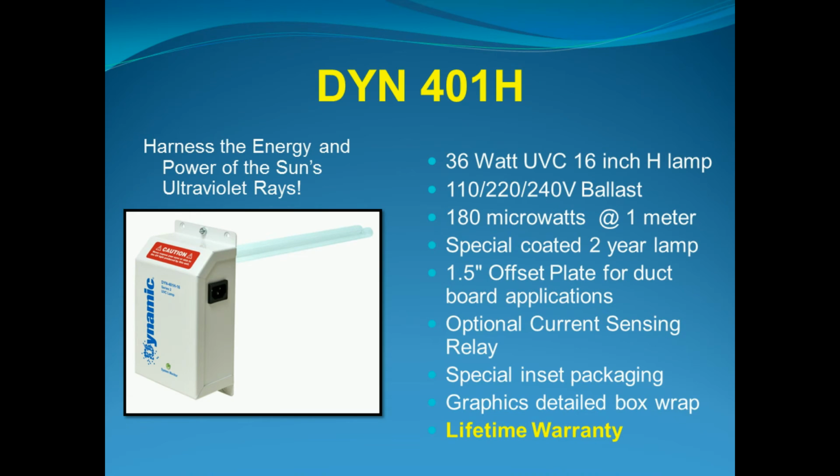Okay, just to go through the features of some of the high intensity lights that are out there, ours being a Dynamic 401H, it has a 36 watt UVC bulb, a 16-inch bulb. That's not the microwatts. It has 180 microwatts. The wattage is the energy it's going to use. People say, how much energy does it use? It's like putting on a 40-watt light. So if a homeowner asks, it's not very much. If you were to look at your electric bill with one on or one off, it's not going to make hardly any difference. And it's not the wattage that's doing the work anyway. It's the microwattage.